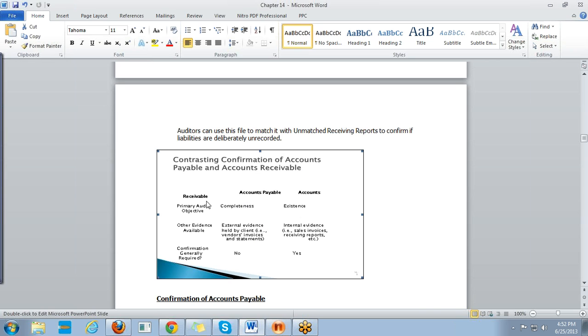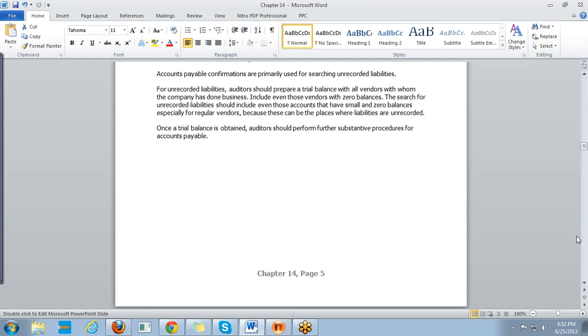Accounts payable, primary audit objective. And I'm sorry this is not in the right format, but it should be primary audit objective is completeness. For accounts receivable, it is existence. Okay, confirmation generally required, not required over here. For accounts receivable, of course, as you know, it is required, but you should still do it. And what would you do? And you will see some good multiple choice questions over here.